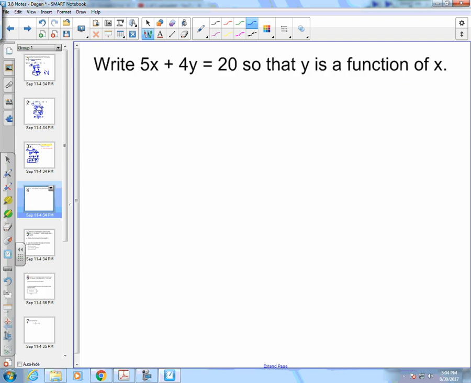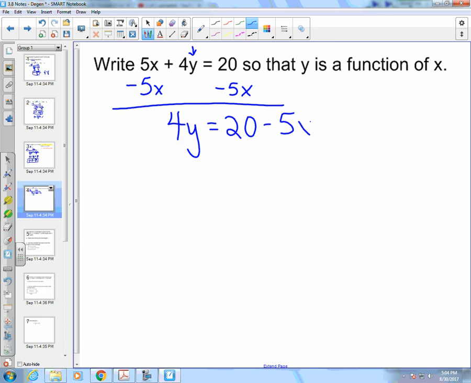We're going to try another one. If you want to do it by yourself, stop the video right now. So again, since we're putting this in y as a function of x, we need to solve for y. We need to subtract 5x on both sides. When you do so, that gives you 4y equals 20 minus 5x.